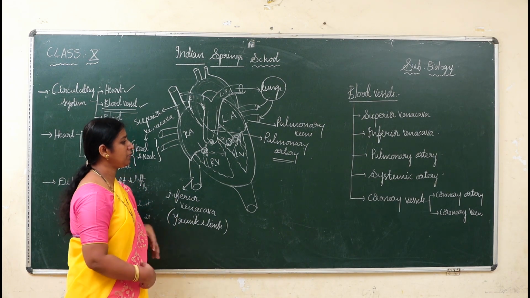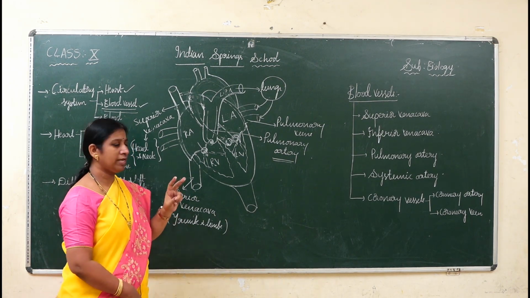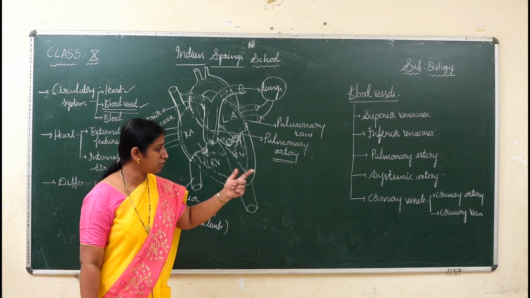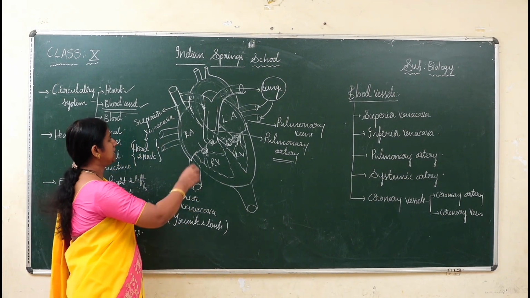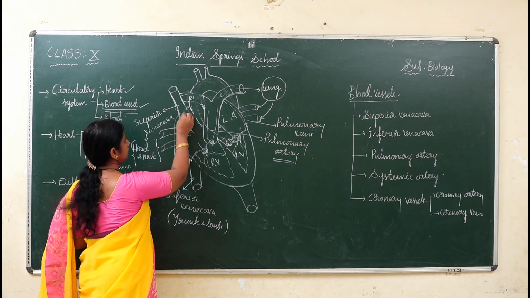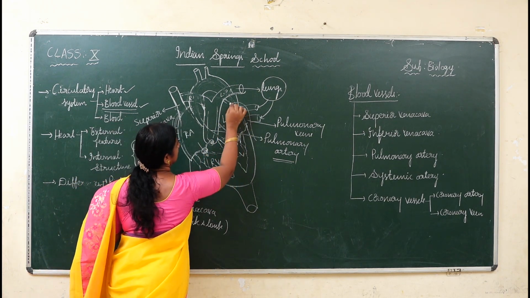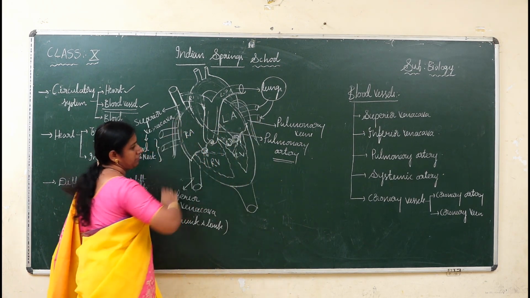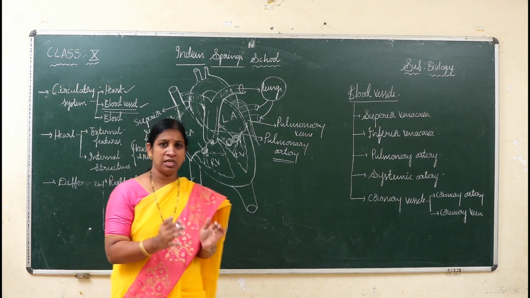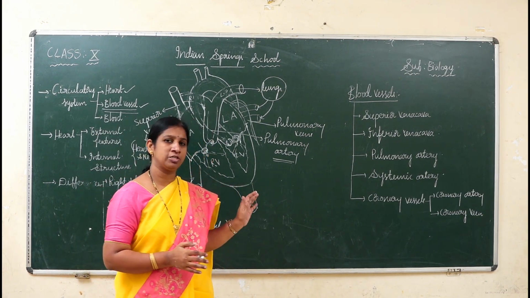Okay, what are coronary vessels, children? There are again two types of vessels, coronary artery and coronary veins. They are located on the walls of the heart, children. They are specially designed for heart functioning.